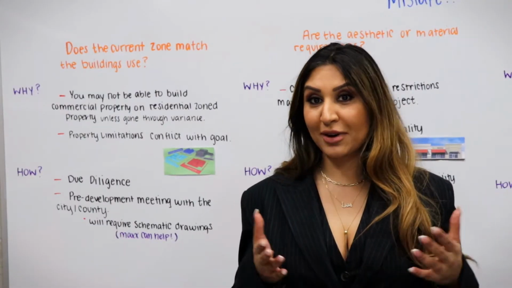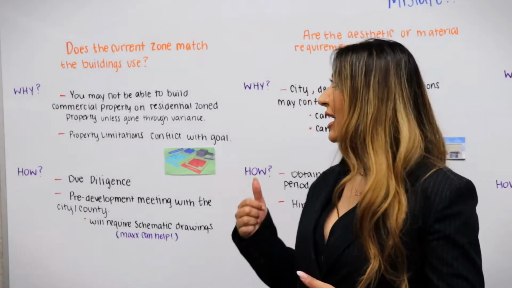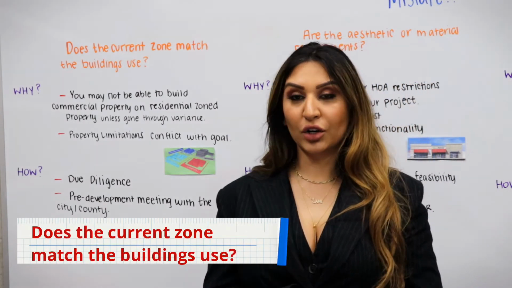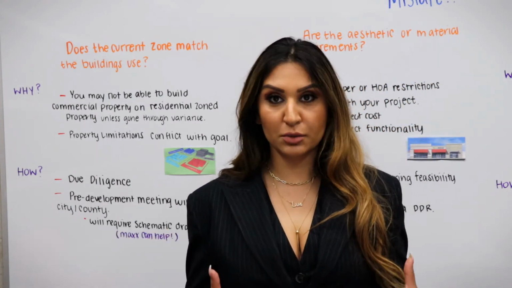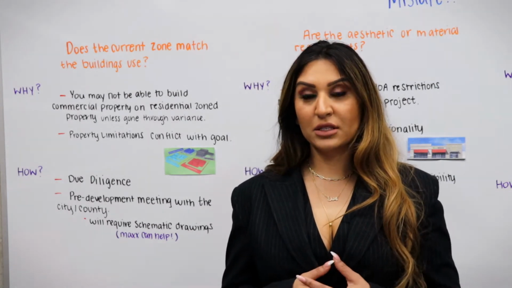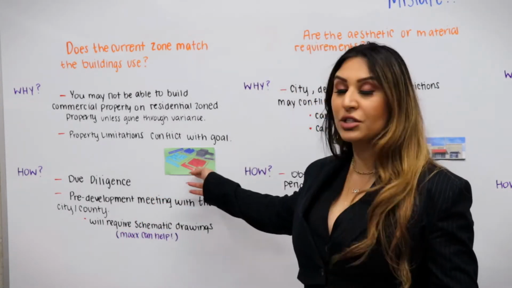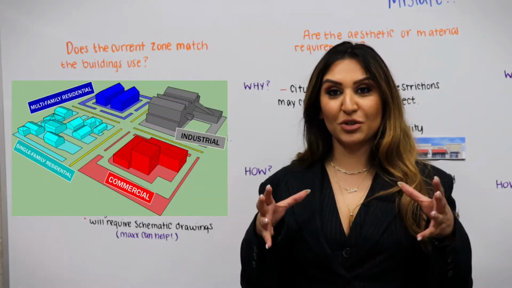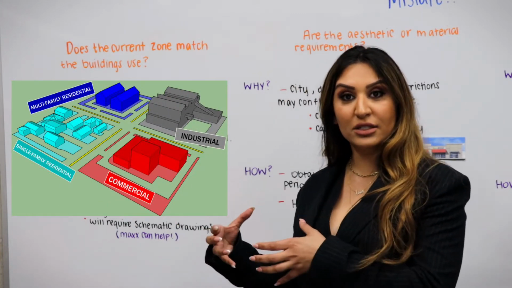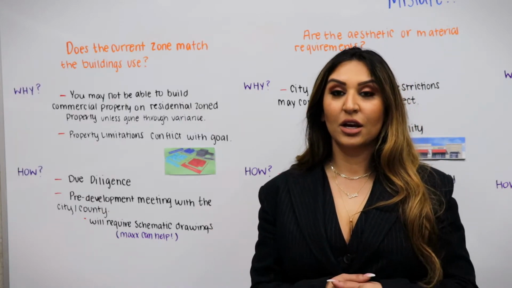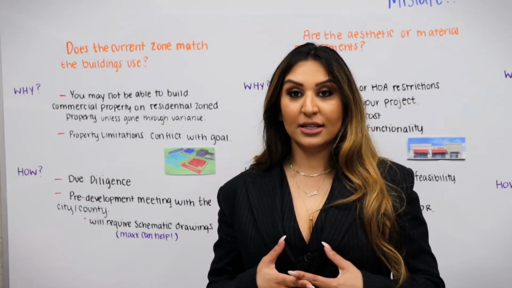Guys, that takes me to my first point, which is: does your current zone match your building use, your proposed building use? A lot of times our properties are zoned something like this, which is you have a zoning for commercial, residential, multifamily, industrial. Going through a variance process can take a long time.